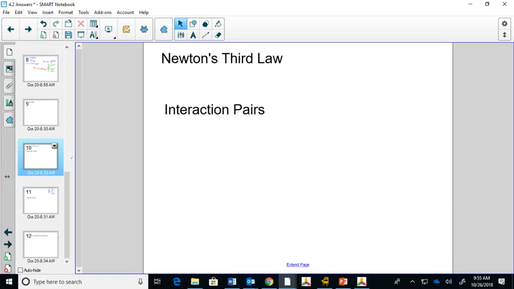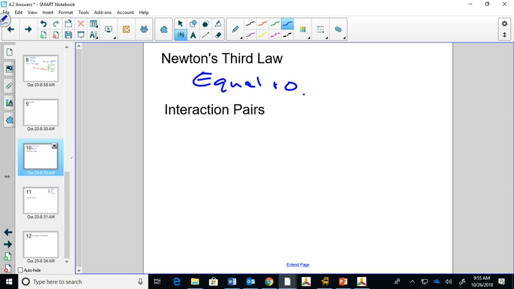My apologies. 4.2 is dealing with Newton's second law, F equals ma. Newton's third law is what we're dealing with in 4.3. Newton's third law says that for every action, there is an equal and opposite reaction. That's your simplified way of saying Newton's third law. So you have equal and opposite forces, and we call those equal and opposite forces interaction pairs.